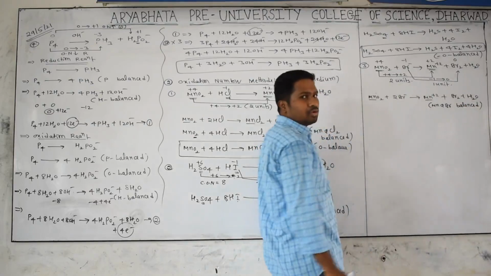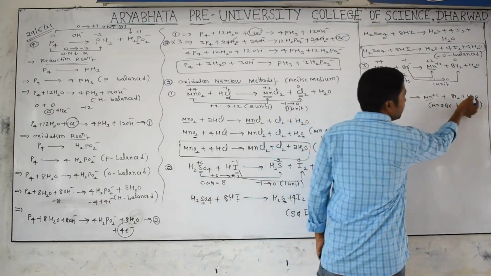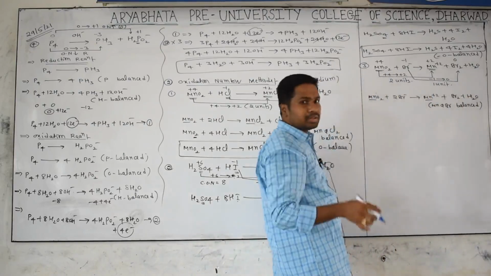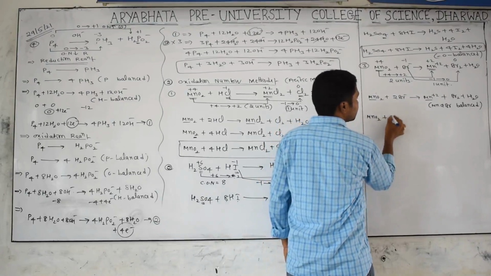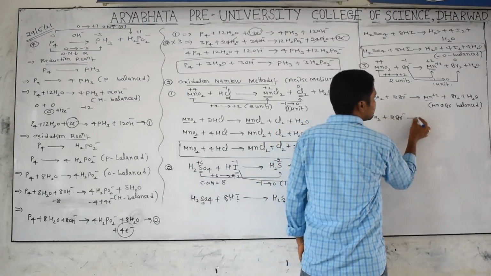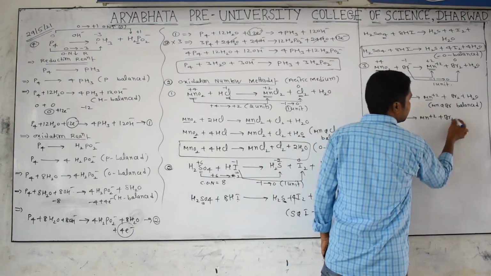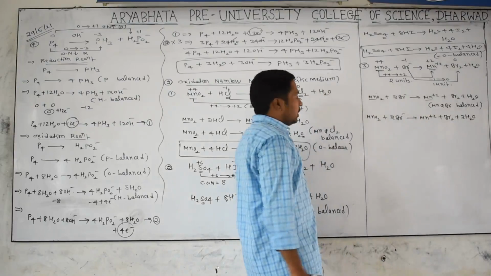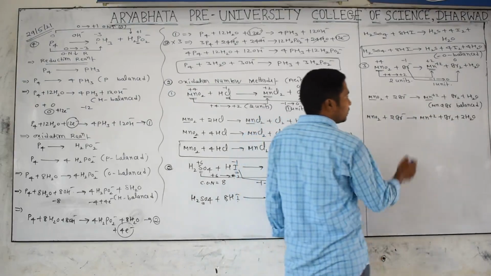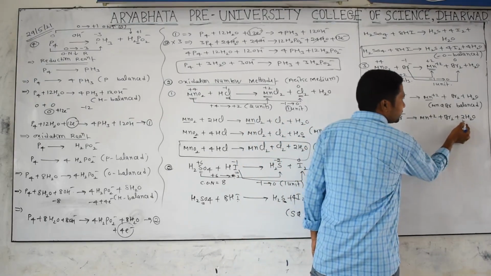Go for balancing of oxygen. Here 2 oxygens are there, but here only 1 is there. That's why we have to multiply it with 2. Then we are getting MnO2 plus 2 Br minus gives rise to Mn plus 2 plus Br2 plus 2H2O. Is it clear? Yes. Now you have to check hydrogen balancing. Okay, here how many hydrogens are there?